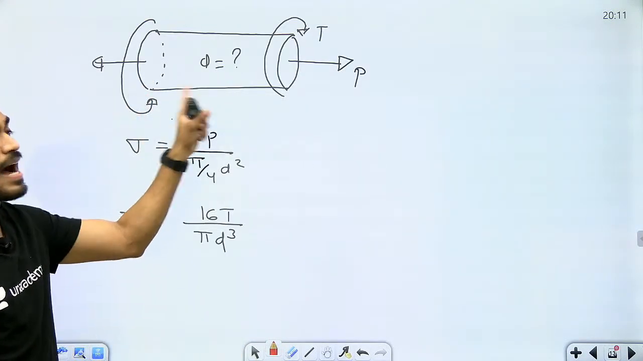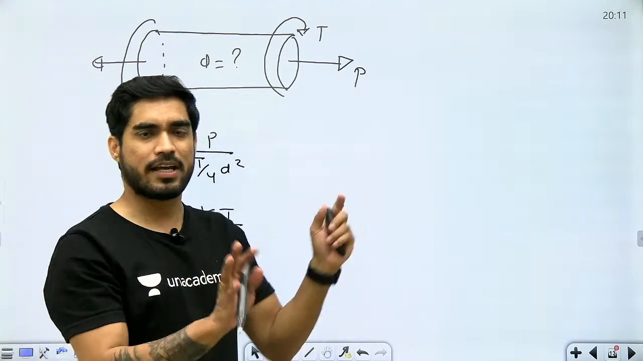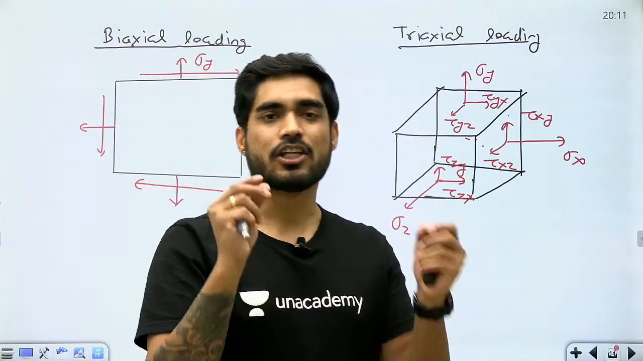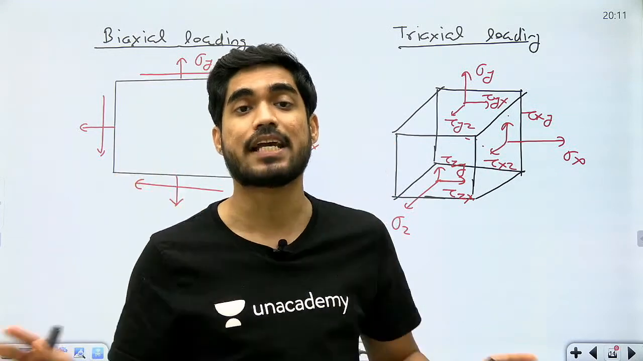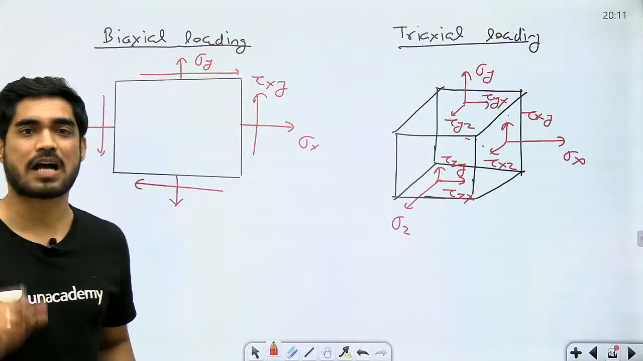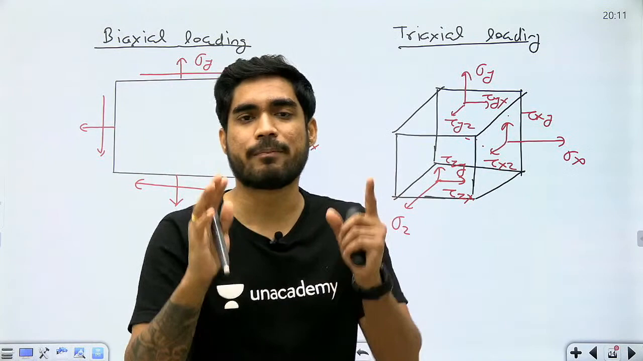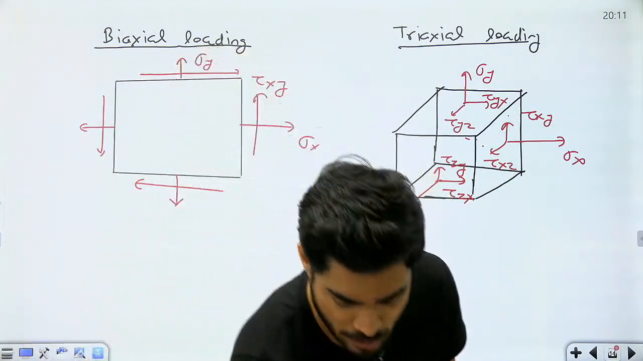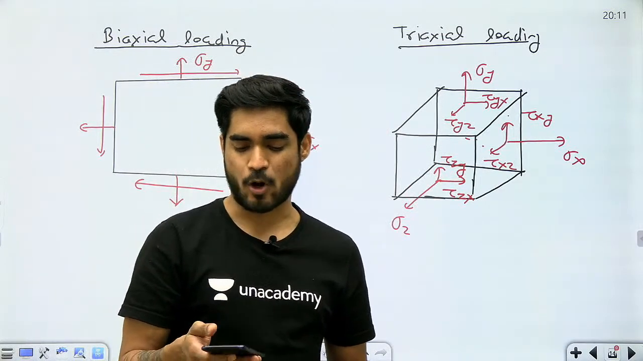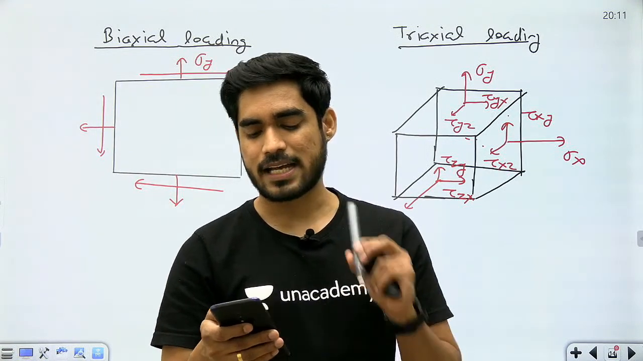For example, this is biaxial loading. We have one sigma and one tau. In this case, we need to find a relation between stresses and strength using theories of failure. If you need a relation between stress and strength, what do you need? Theories of failure. So let's understand what we mean by theories of failure. By now, I think everyone is clear about what the requirement is and what the problem is.